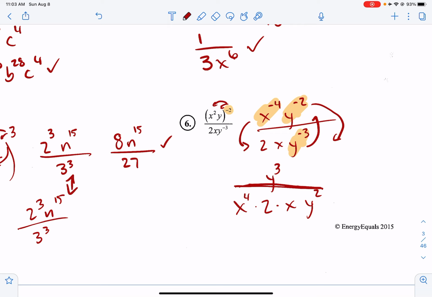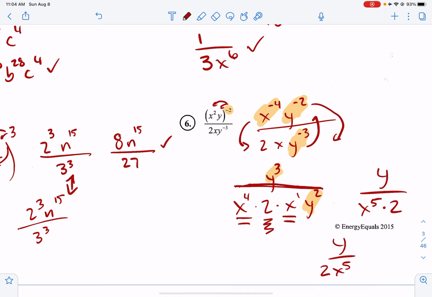I've got 3 y's on top, 2 y's on the bottom right here. So my rules tell me that those cancel out, and I'm going to have 1 left over on the top. So I'm going to have a y left over on top. On the bottom, x to the 4th and x, those have the same base. Remember, this is kind of like x to the 1. So that becomes x to the 5th power. And then I've got this 2 just kind of hanging out all by itself. Now, usually I'll put the 2 out in front, so I would write y over 2 times x to the 5th, and that would be my final answer.